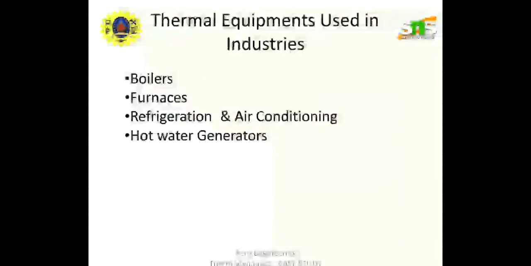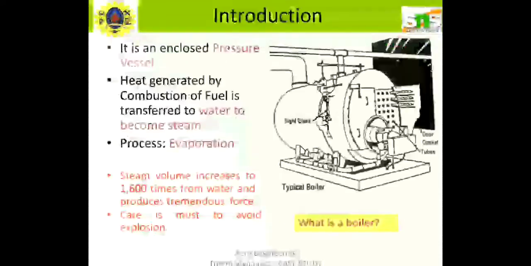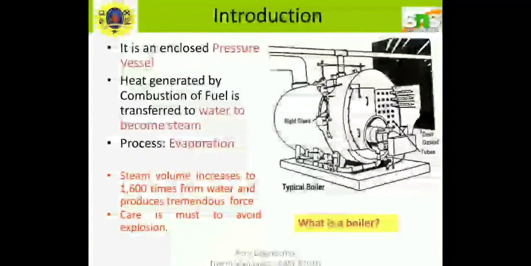Here, the thermal equipment used in industries. There are boilers, furnaces, refrigeration, air conditioning, and hot water systems. Boilers will produce steam. This is the introduction of this session.